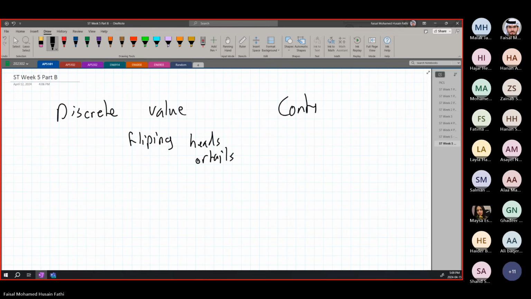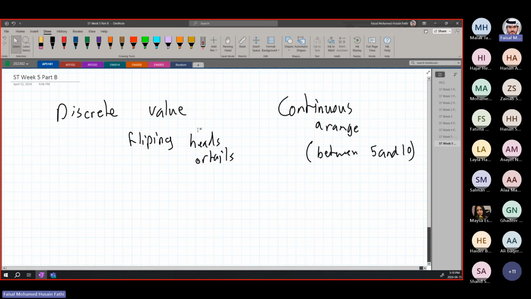Continuous means that we have multiple, basically a range of outputs. So it could be something between 5 and 10. For example, discrete, like I said, is flipping heads or tails, so it's either heads or tails, so you have a specific outcome.